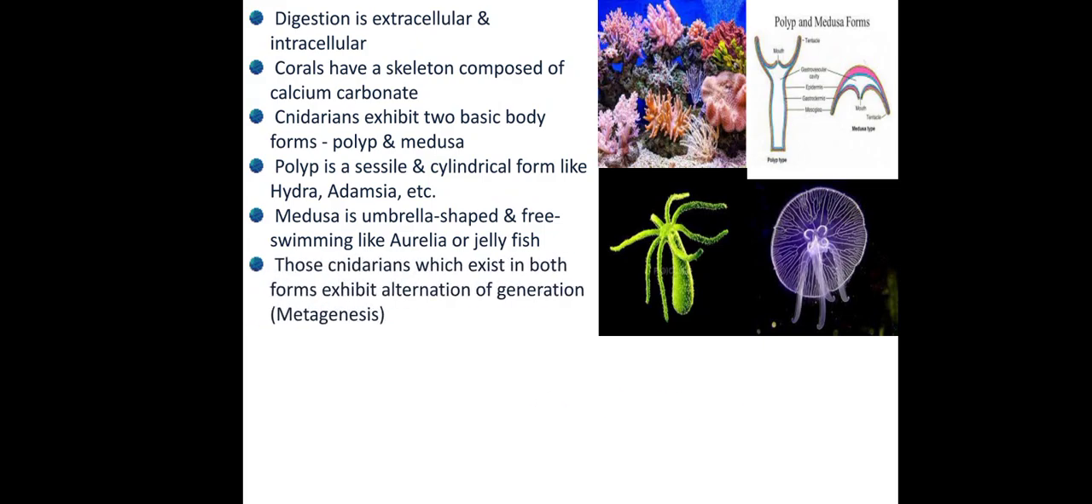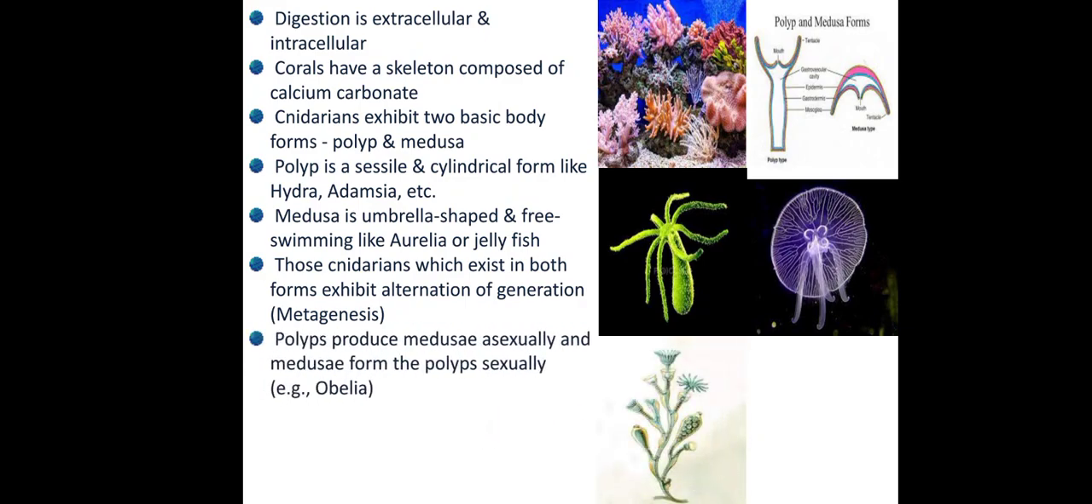Those cnidarians which exist in both forms, the polyp and medusa, exhibit alternation of generation. That means polyp and medusa forms alternate, and it is a cyclic process, and this process is known as metagenesis. Metagenesis is seen in a cnidarian, that is Obelia. Polyp produces medusa asexually and medusa produces polyp sexually. This process is metagenesis, and metagenesis is seen in Obelia.